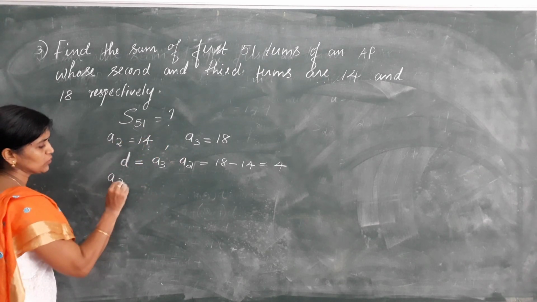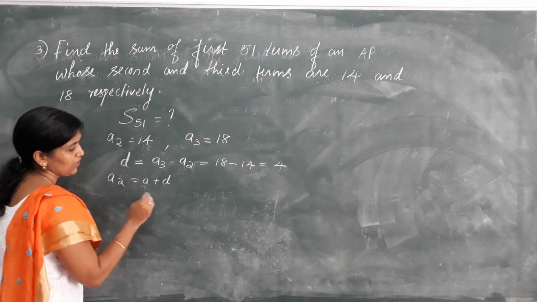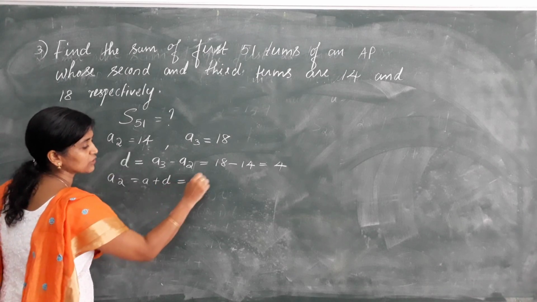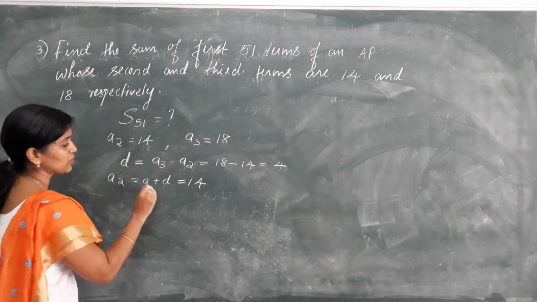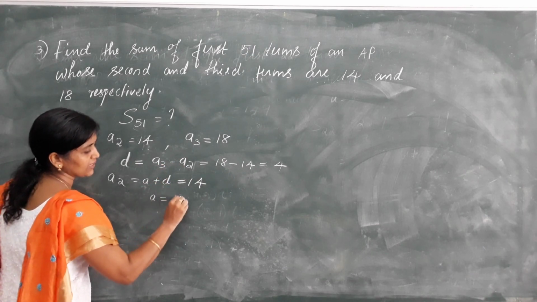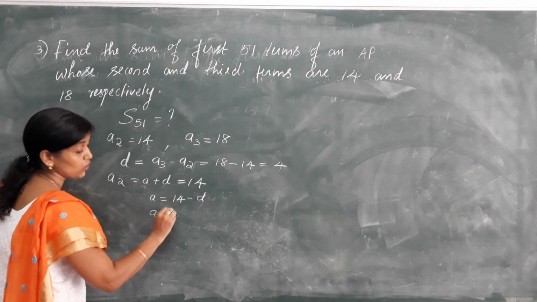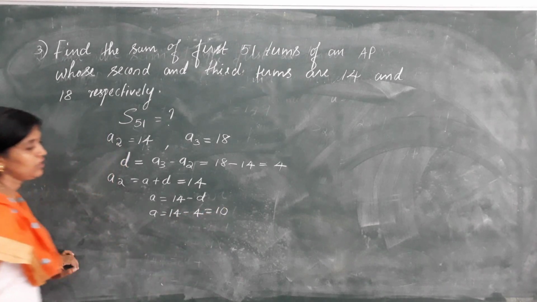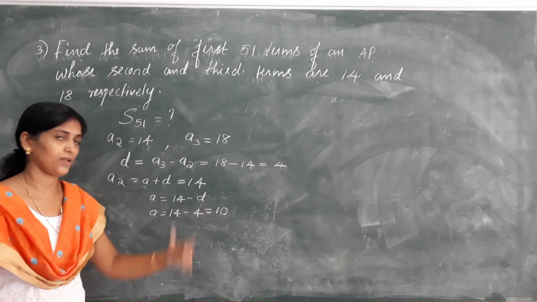A2 is written as A2 is equal to A plus D. From here D is known to us, and A2 is also known to us, it is 14. So we can substitute to get A. A is equal to 14 minus D. D we know is 4. So A is equal to 14 minus 4, that's equal to 10. So we got A, it's equal to 10.